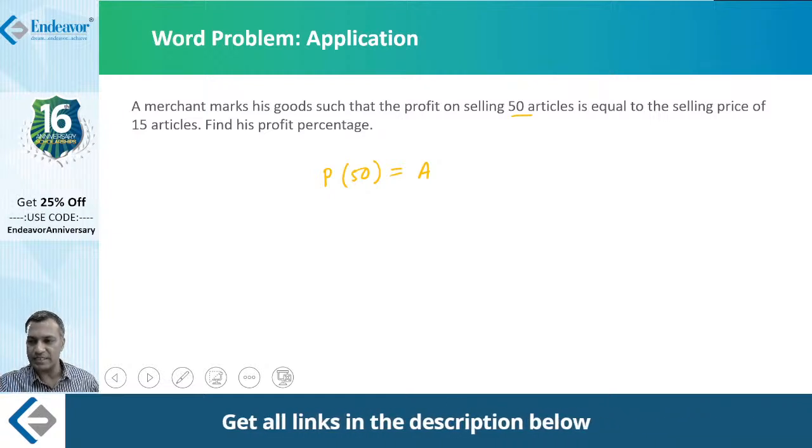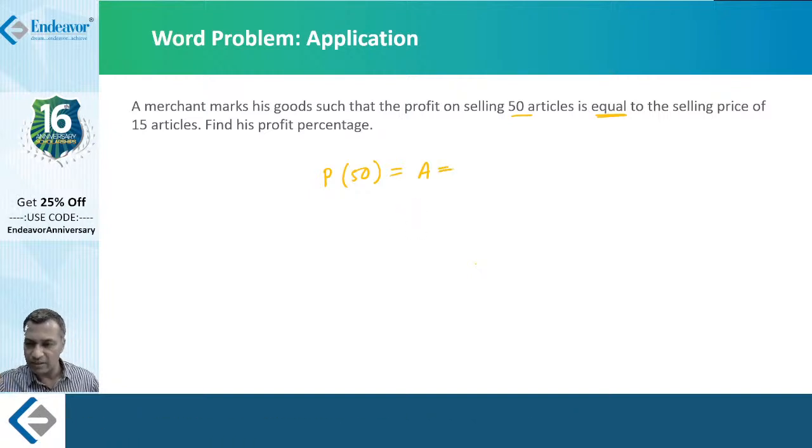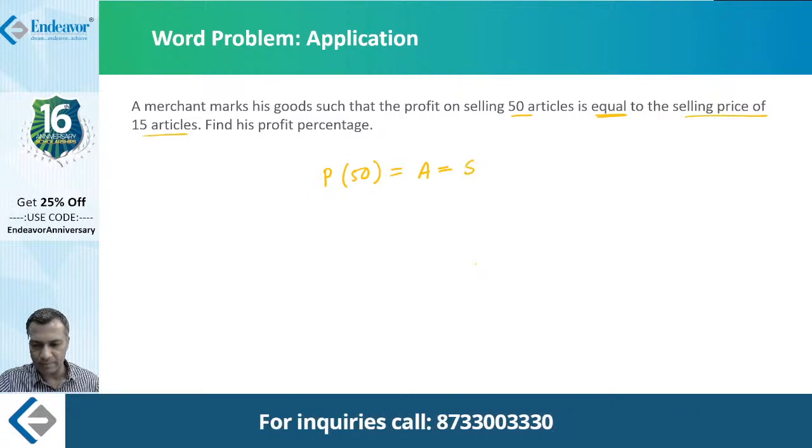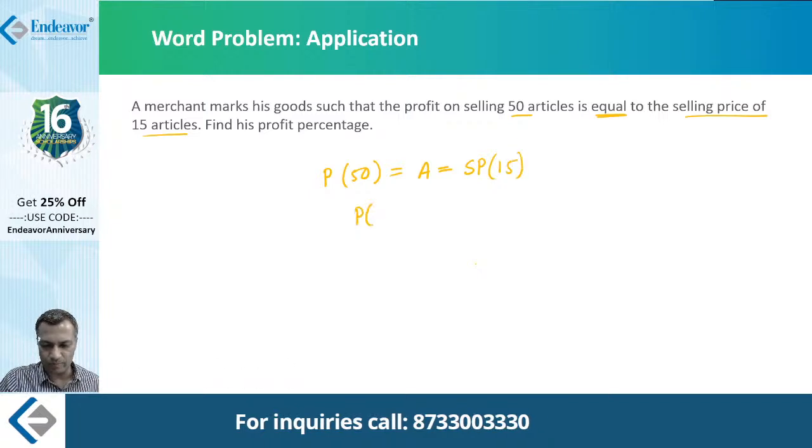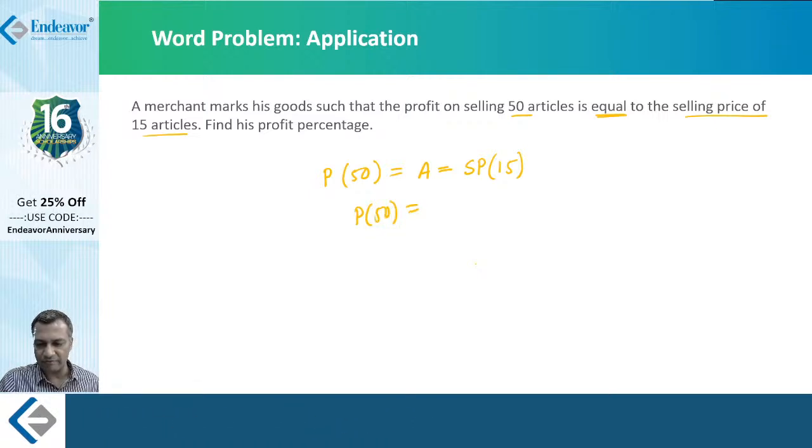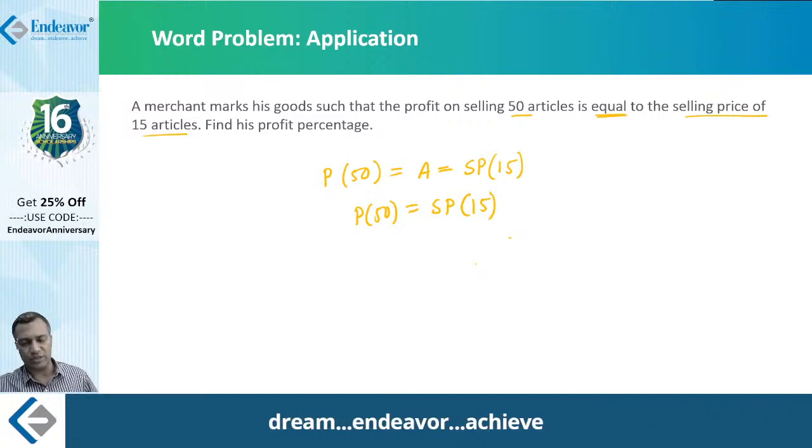Now, this same amount, he says equal to, which means it is the same amount. This amount is nothing but the selling price of 15 articles. Let the selling price of each article be SP. How many articles? Therefore SP into 15. Both are the same. So the profit made after selling 50 articles is equivalent to the selling price of 15 articles. That is what the author is also trying to tell us.